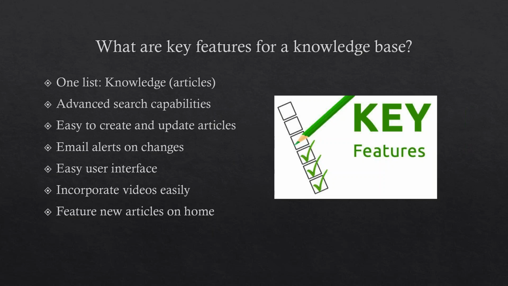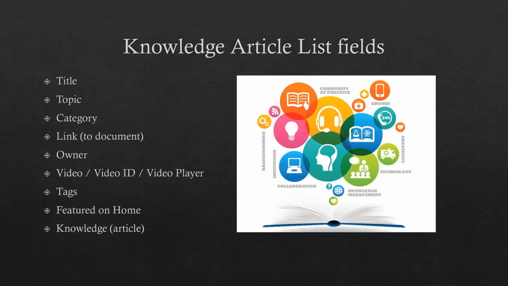And then another thing, we have all this help information in there. We need to make sure those users know which articles are new. We need a way to highlight articles and make those stand out so they don't just get lost in the shuffle. Okay, so here's some of the fields we're going to incorporate into the list.